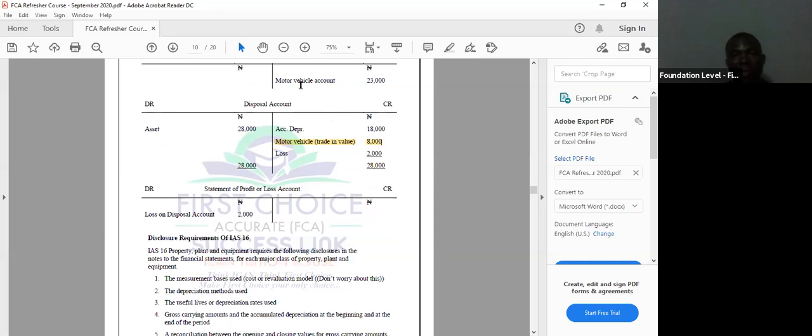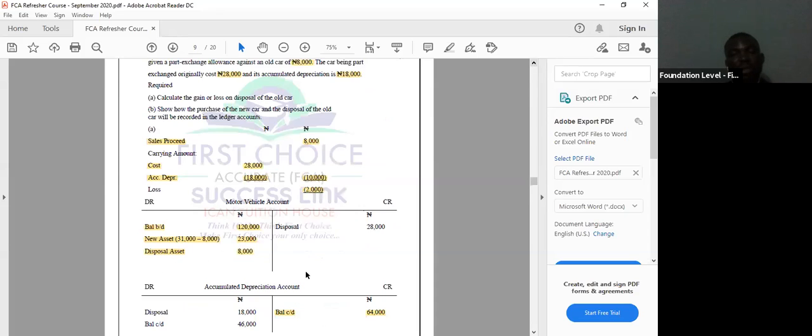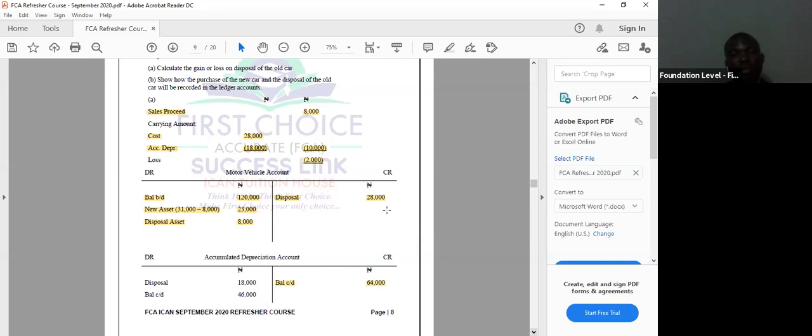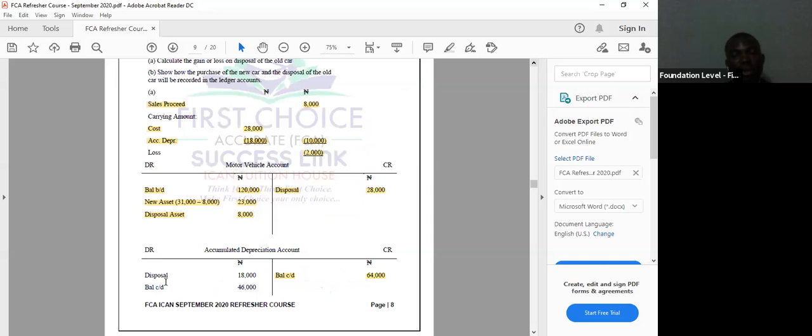This is our bank. Can you see this is the bank that has given out 23,000? Then the next one is for us: how do we account for our depreciation? We dispose of the total cost of the asset, 28,000. That's number one. Then the proceeds will be found under our disposal account, that's 8,000. After that, we have to remove the accumulated depreciation away from it as well.